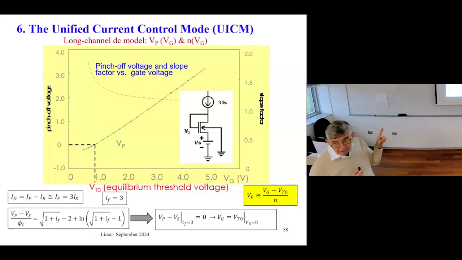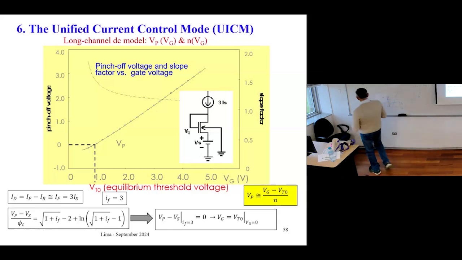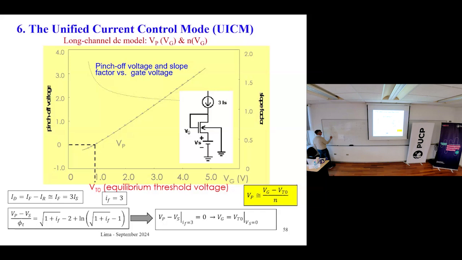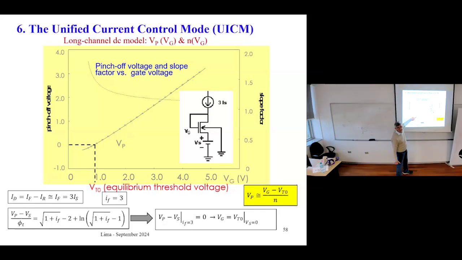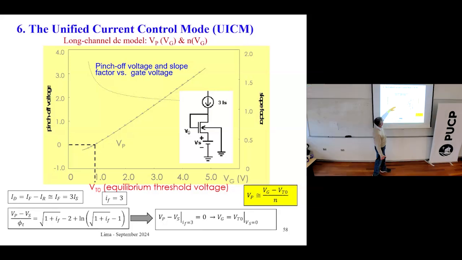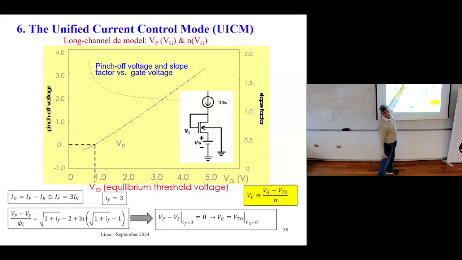This is not the method that we currently use to measure the threshold voltage or the pinch off voltage. Now, if you take the derivative of VP versus VGB, you have this curve here. Now take the derivative of this curve in terms of VG. You have the inverse of n. So the slope is smaller here, you have a higher n. When the slope increases, the value of n decreases. This is the way that we measure n.